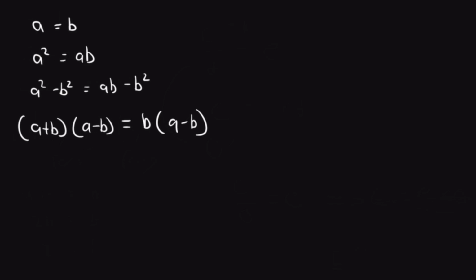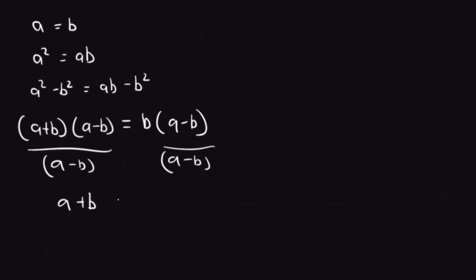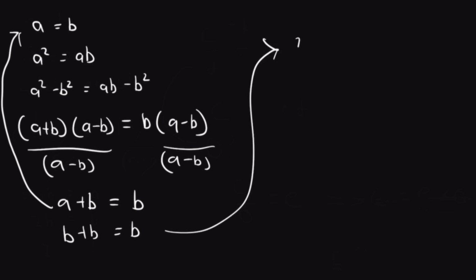So next, if we divide both sides by a minus b, what we're left with is just a plus b is equal to b. And if you remember, we said a is equal to b, so a is just b. So we could write b plus b is equal to b, which shows that 2b is equal to b. And if we divide both sides by b, we have 2 is equal to 1.